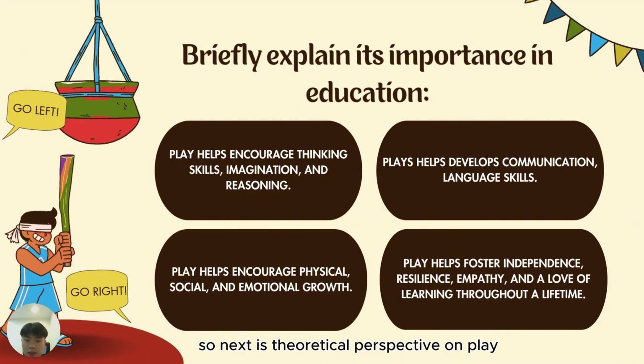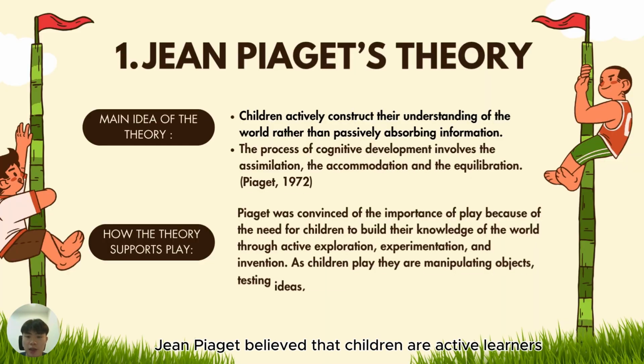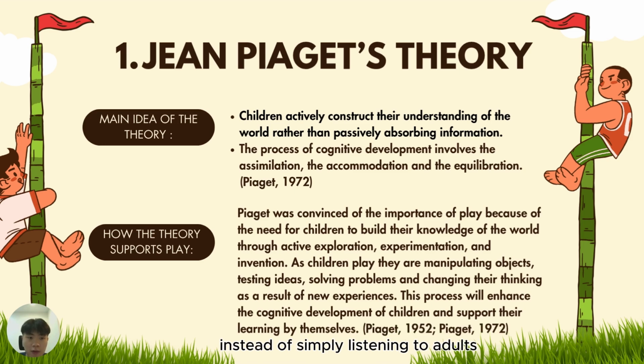So next is theoretical perspectives on play. Now I will break down three different theories. The first one is Jean Piaget's theory. Jean Piaget believed that children are active learners. They learn best by interacting with their environment instead of simply listening to adults. According to Piaget, children construct their own knowledge through exploration, experimentation, and trial and error.